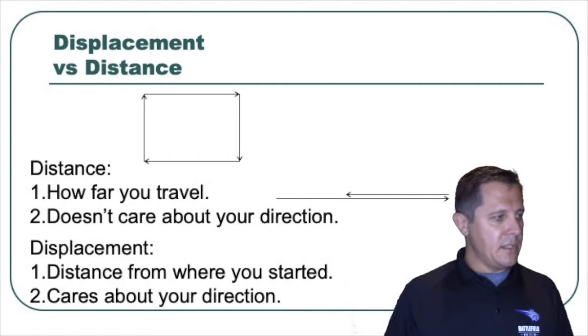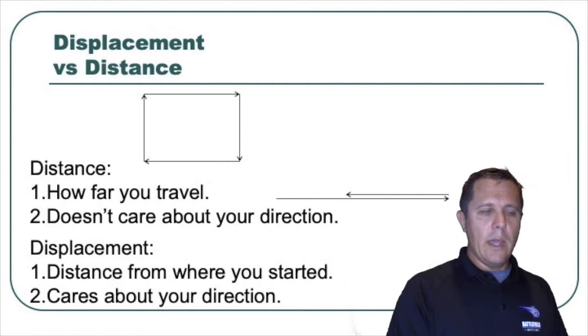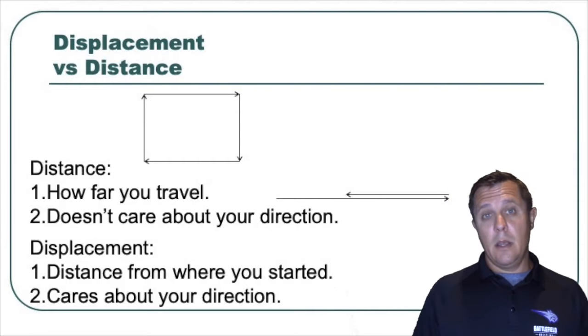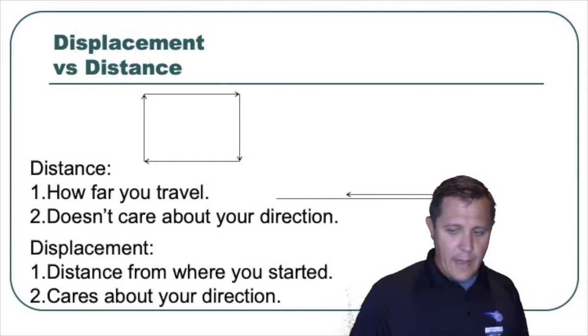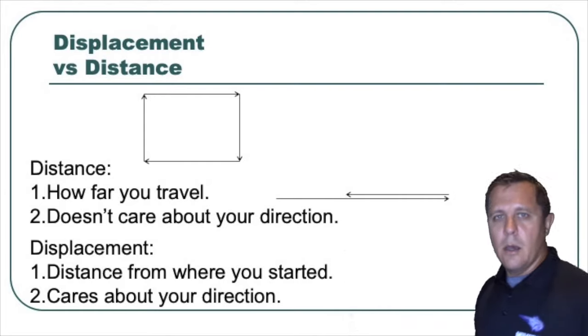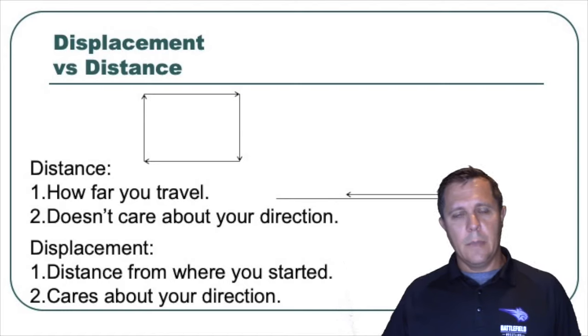I might give you a scenario. They went one way, they went the other way. What's the distance? What's the displacement? Another scenario. Here you go. What if I walked 5 meters in one direction? I turn around and I go 3 meters in the other direction.